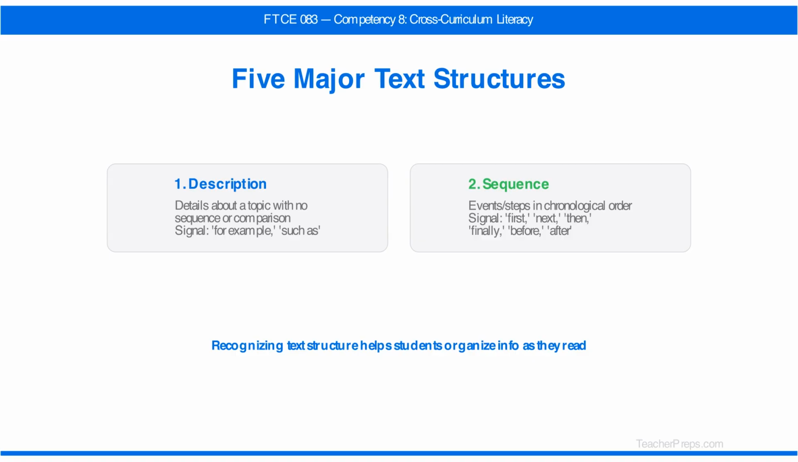The second structure is sequence, also called chronological order. Events or steps are presented in the order they happen. A history text describing the events leading to the American Revolution uses sequence. A science text explaining the steps of the water cycle uses sequence. Signal words include first, next, then, finally, before, and after.